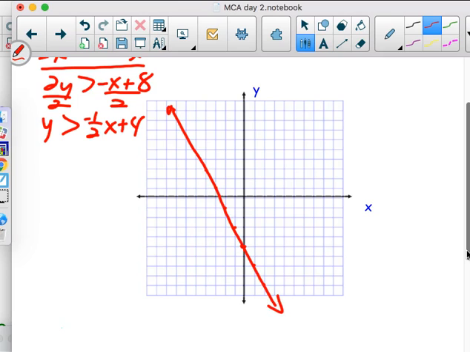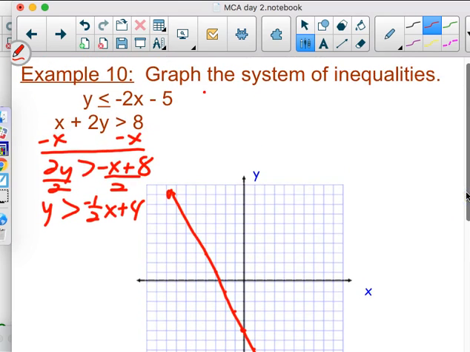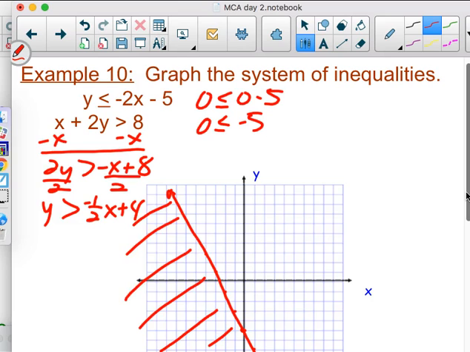It doesn't go through 0, 0, so let me test and see if I should be shading towards 0, 0. It would say 0 is less than or equal to 0 minus 5. 0 is less than or equal to negative 5. No, it's not. 0 is bigger than negative 5. So I don't shade towards 0, 0. Instead, I shade this way.